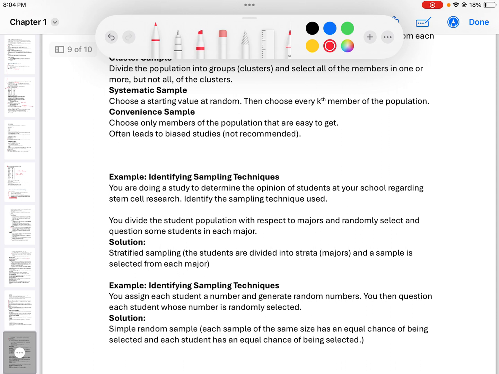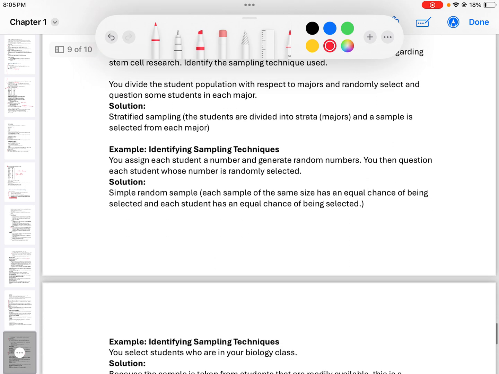There's also convenience sample, which is what you want to avoid. You only choose members of the population that are easy to get, and it often leads to biased studies. For example, if you're asking something about men and women and you stand outside a women's restroom, that wouldn't give you the best result. It would be biased. So convenience sampling you want to avoid, but of course, sometimes it's what you have.